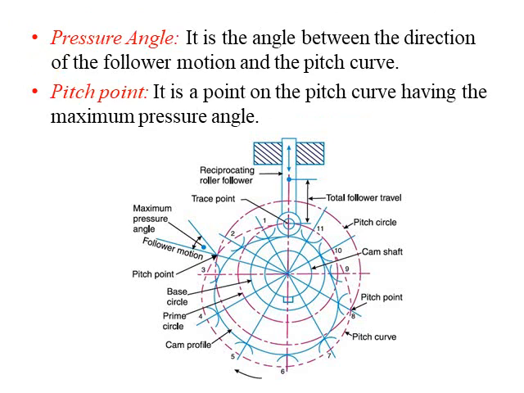Next definition, pressure angle. Pressure angle is the angle between the direction of the follower motion and the normal to the pitch curve. This angle is very important in designing a cam profile. The reason being, if the pressure angle is too large, a reciprocating follower will jump in its bearing. So that was regarding pressure angle. Next, we have the pitch point. The pitch point is a point on the pitch curve having the maximum pressure angle.